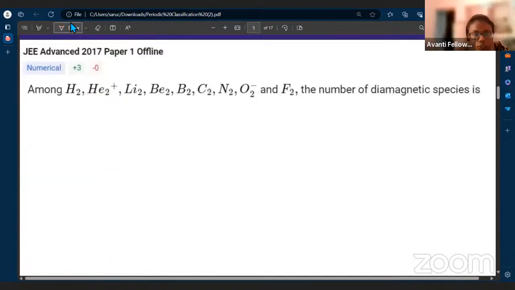Now moving to the next question. Among H2, He2 plus, Li2, Be2, B2, C2, N2, O2 minus, and F2, find out the number of diamagnetic species. Okay, you have to find out the number of diamagnetic species. Here, I'll just give you a trick.